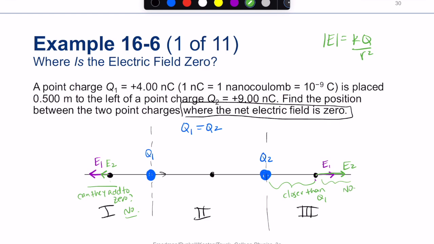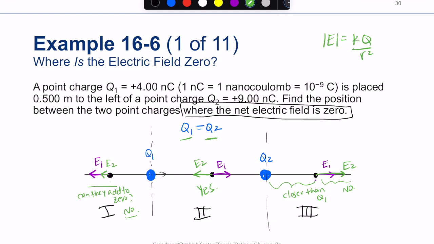Oh, but now what about region 2? Okay, obviously we're going to get something here, right in the middle. The electric field due to Q1 is going to point directly away from Q1. The electric field of Q2 is going to point directly away from Q2. So is it possible for these to add to 0? Yes, they could. And where do they add to 0? Well, technically they add to 0 right in the middle because I made Q1 equal to Q2.